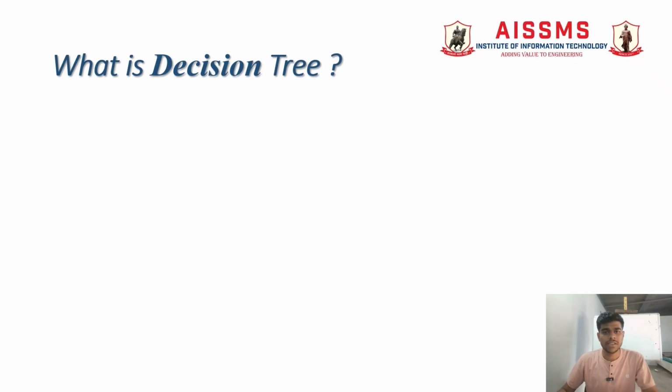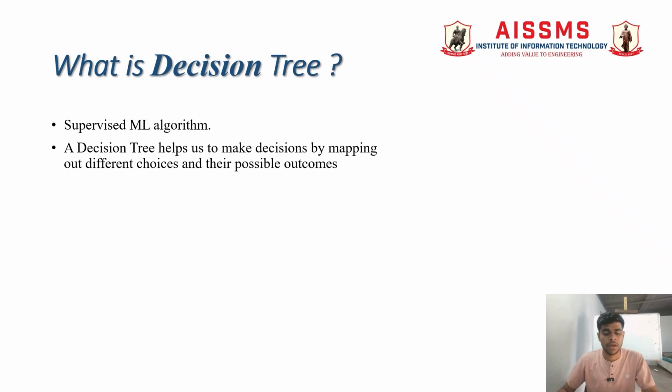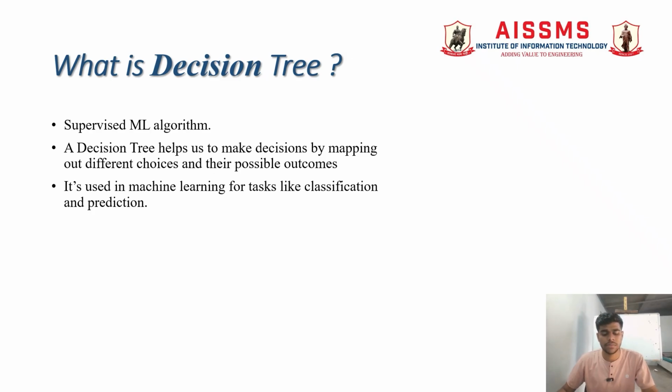Now let's see what is a decision tree. A decision tree is a supervised machine learning algorithm. It helps us to make a decision by mapping out different choices and their possible outcomes, just like a flowchart. It is used in machine learning for tasks like classification and prediction.